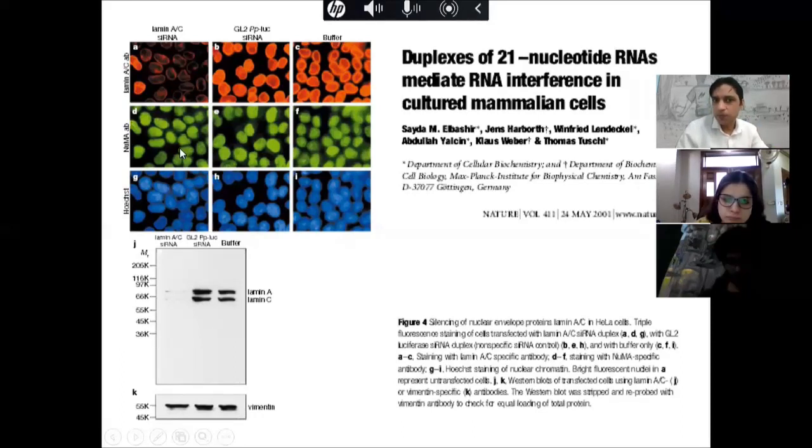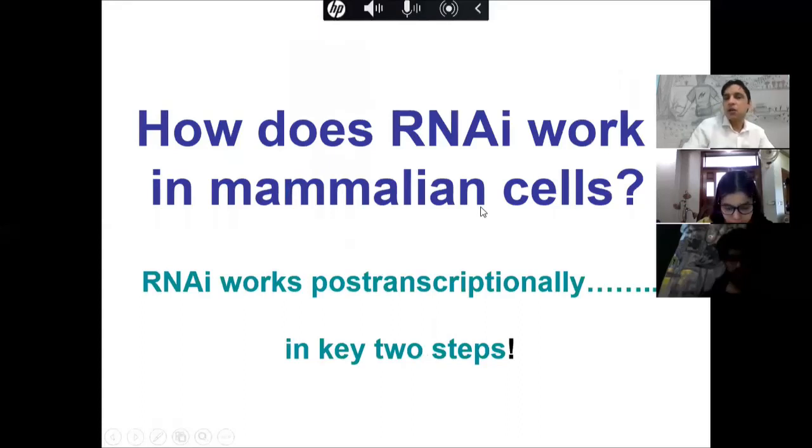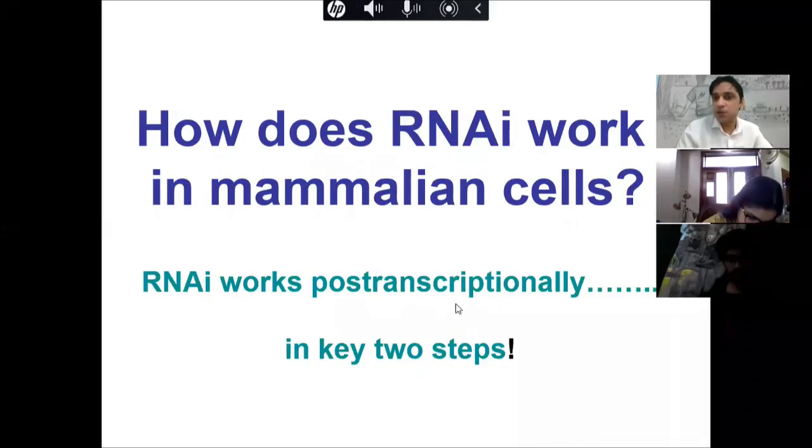And green is one color antibody against one particular protein, and red is another antibody against another particular protein. This might be the control and this might be the knockdown of a particular gene. The expression is reduced when they added the duplex of 21 nucleotides. They discovered that mechanism and how it actually works at a higher level in mammalian cells as well. So the process is called RNAi, meaning RNA interference, using small duplexes of nucleotides. And they work post-transcriptionally. Am I right?